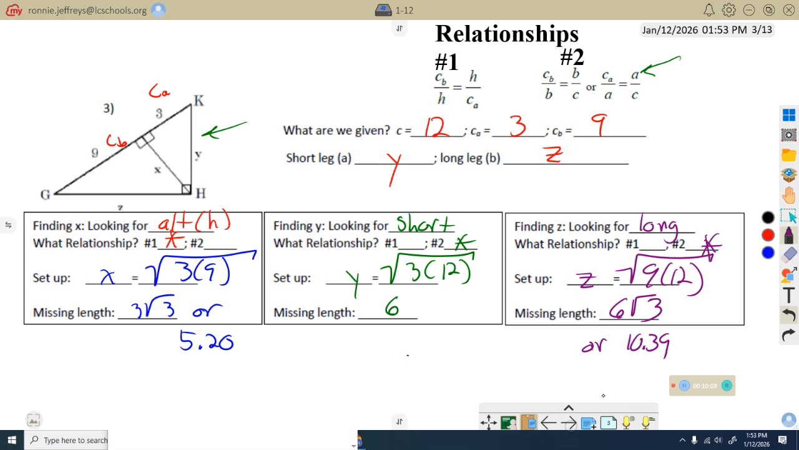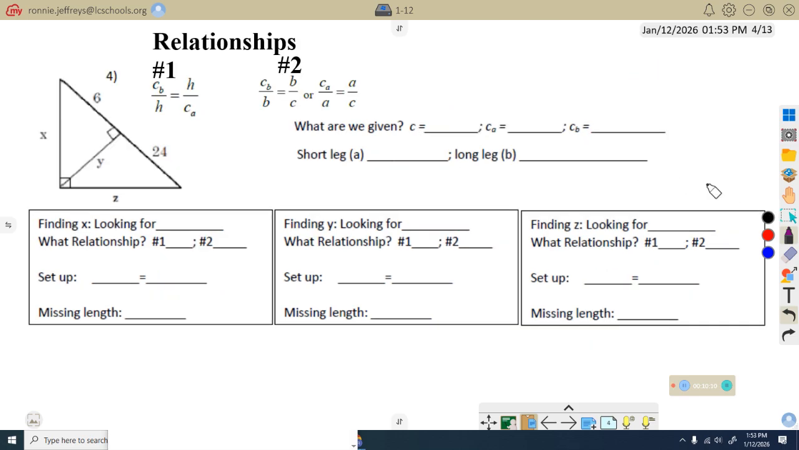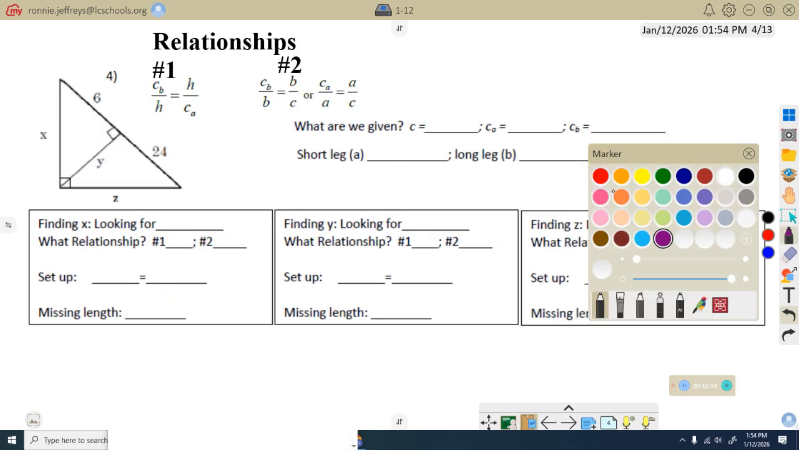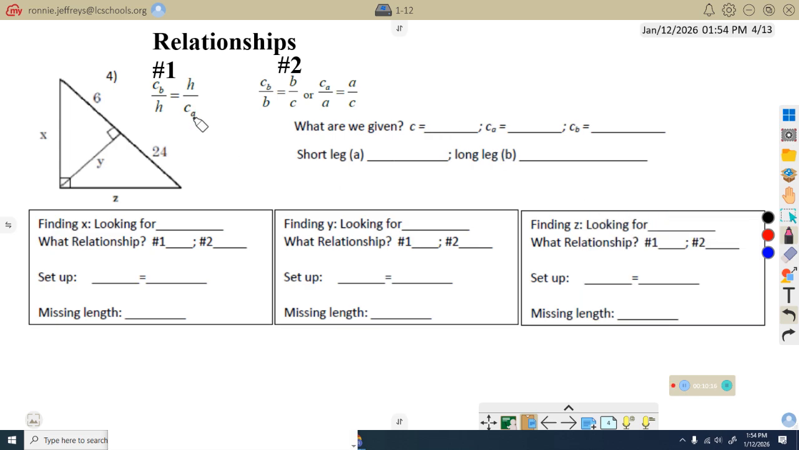All right, so number 4. Let's see if A, C, B. So 6, 24, 30. All right. X is our short leg this time. I know it's our short leg because it's beside the little part of the C.